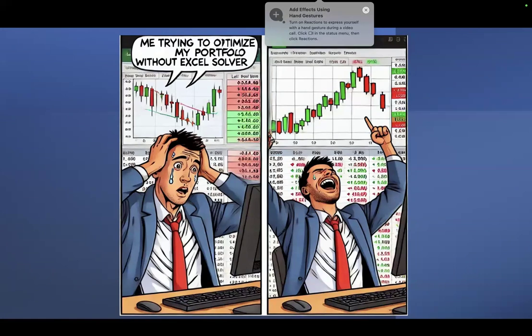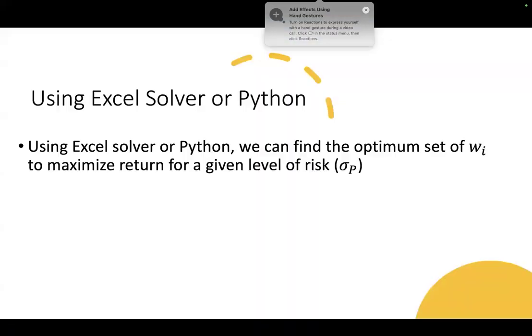The right guy, he's so happy, mostly green. I made it realistic. Like every now and then it's red, it's coming down a little bit, but still so happy. So using Excel Solver or Python, we can also do this project in Python. But whatever we are doing, the whole idea is this.